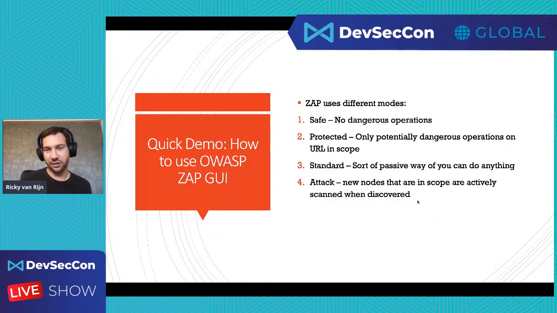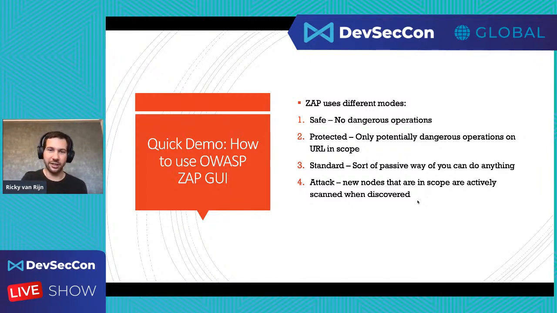Protected is another mode, which only allows potentially dangerous operations within the scope. That's only within your web application. If you have a URL pointing at, let's say, Google, well, they're not going to do that. And they better not. If that's going to run every time, I think that's a little bit tricky.